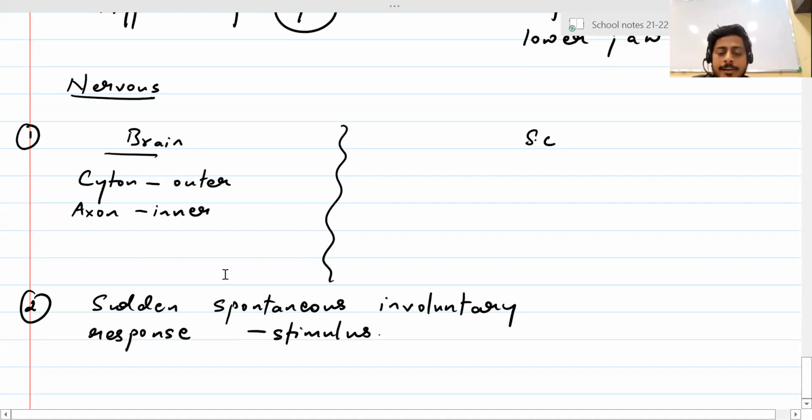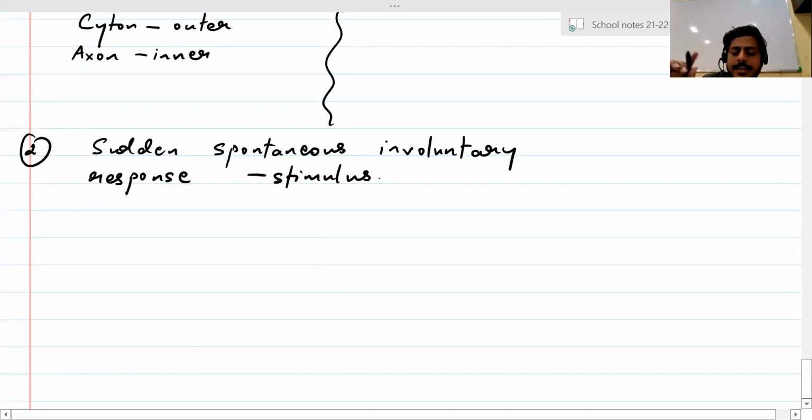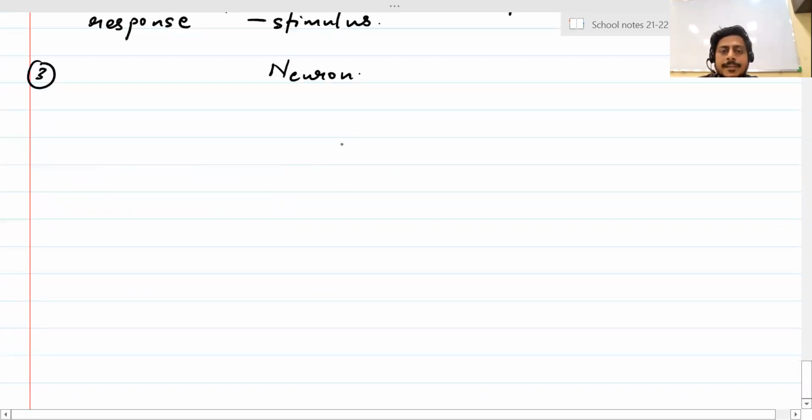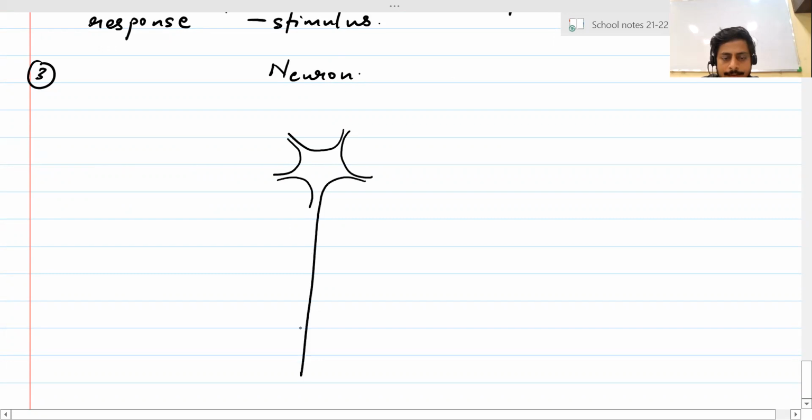The third one is the drawing of a neuron, which is again a very commonly asked question. With every diagram, make sure you give the title. So the title here would be neuron. You have to draw your cyton. You can either make them as cytoplasmic projections or you can show those hair-like structures. Either will do. Get the structure down like this. You can show the branching nature over here.